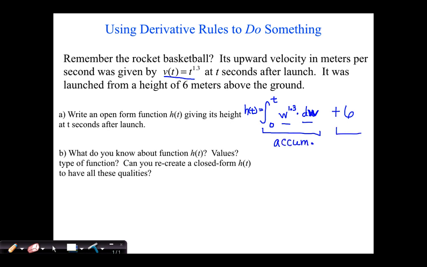And this gives me my starting value, the starting as in at time 0, where we started measuring the accumulation. So I have y initial plus a whole bunch of m dx's. So my starting y value plus a whole bunch of changes in that, dy's, to get my new y final. So open form function for h of t, giving its height at t seconds after launch.